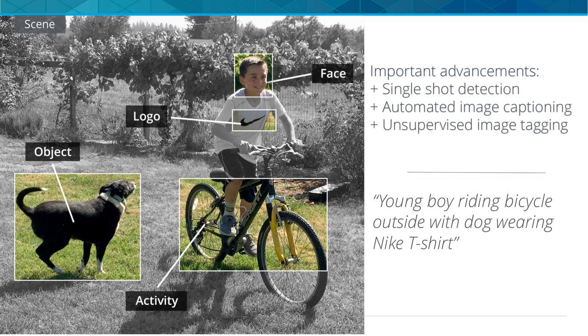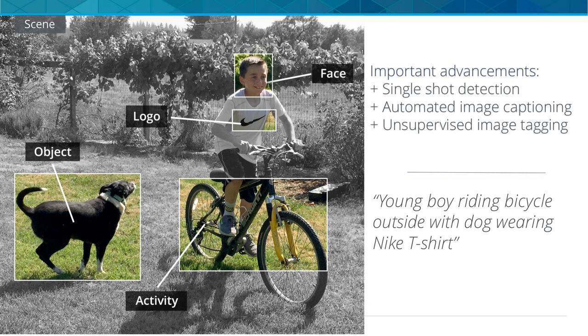If I wanted to determine what logo was in this photo, I would have to run one model on it. If I wanted to understand the different objects in it, I would have to run another. But now we can run one model and tag all the different things that are in a particular photo. And then with automated image captioning, we can tell the story of that image. As you can see here, "young boy riding bicycle outside with dog wearing a Nike t-shirt." We're getting more advanced in the stories and descriptions that we can tell, but we're definitely moving closer to understanding the context in that sense.